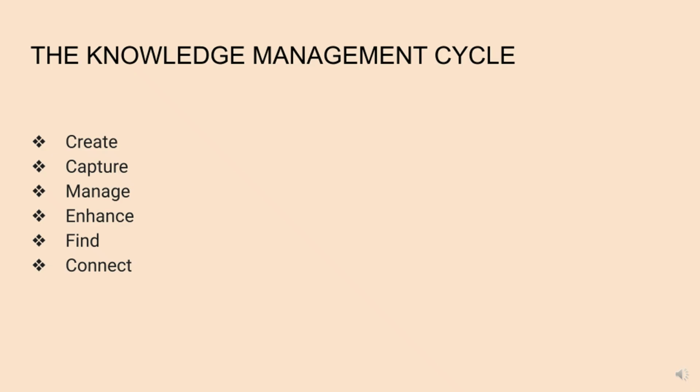There are 6 major phases to the knowledge management cycle. These phases are create, capture, manage, enhance, find, and connect. Most of what we'll talk about today will focus on the capturing, finding, and connecting aspects of this cycle.